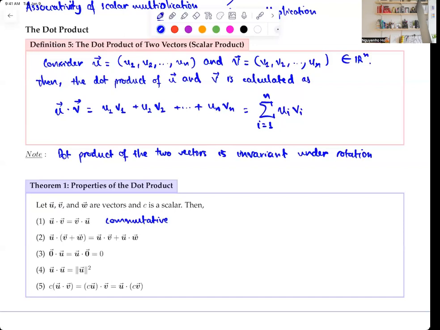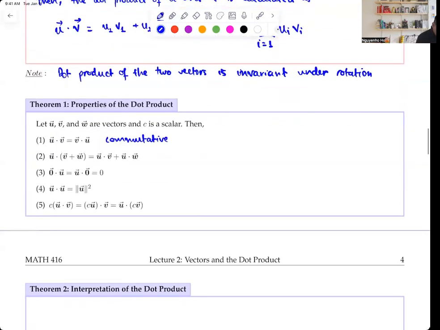Now you have u dot (v plus w). You can distribute the vector into the parentheses, and you have u dot v plus u dot w. So it's called the associative property. Oh, sorry, distributive property.